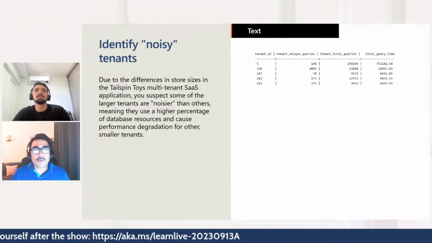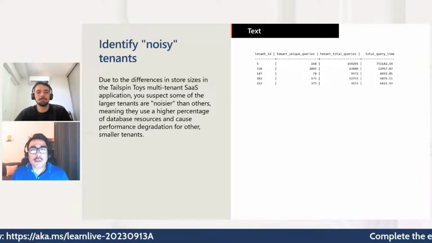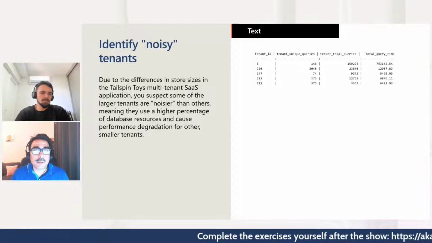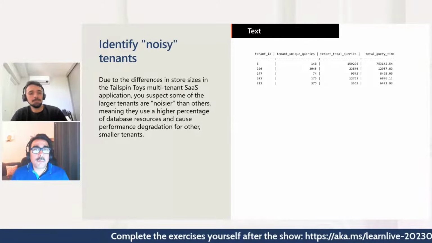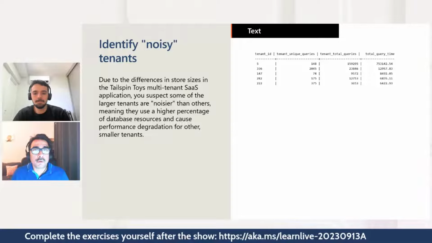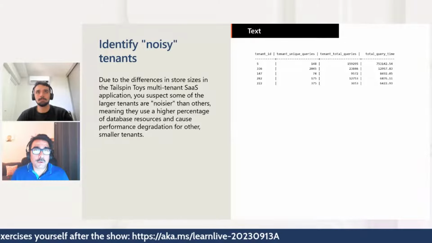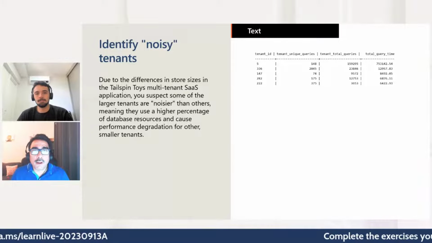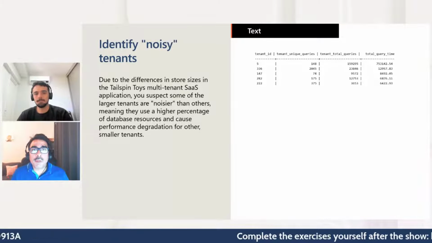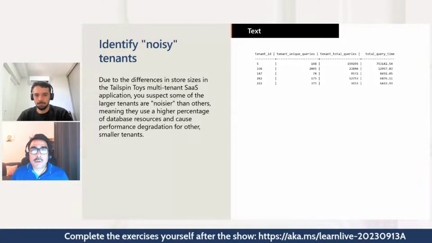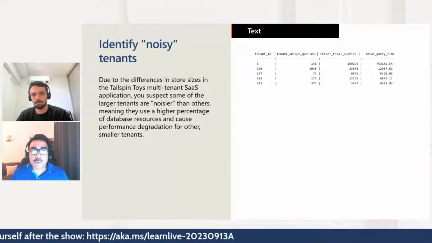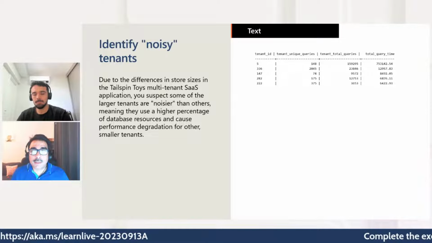Right here, as you can see, the tenant ID is nothing but the distribution column ID which we have chosen. In our case, the store ID is what is being represented here: store ID 5, 336, 147, and so on. How many unique queries have been submitted on that? How many total queries have been submitted? What's the total query time getting executed on these particular tenant IDs?